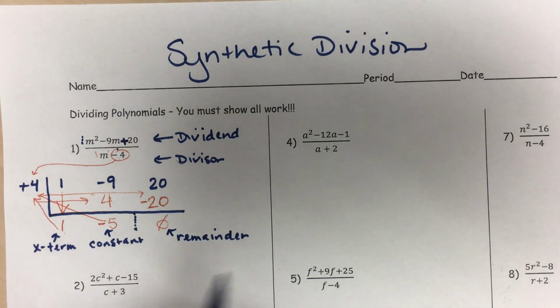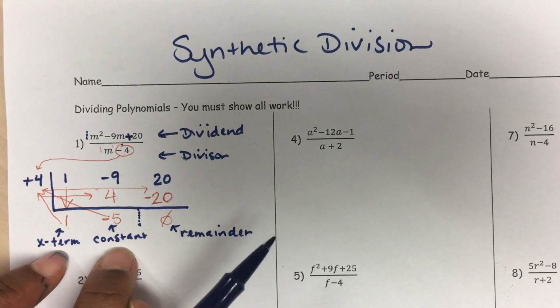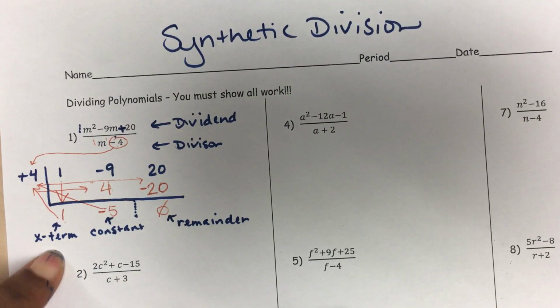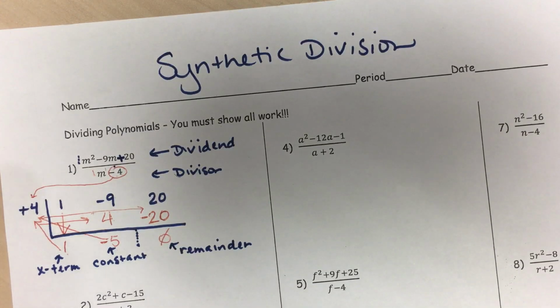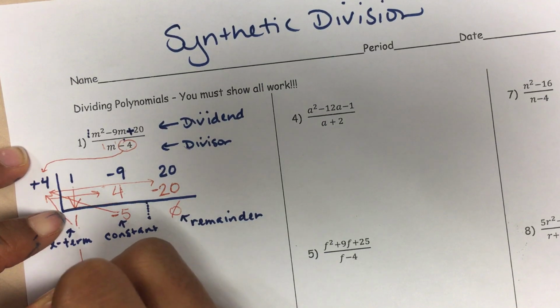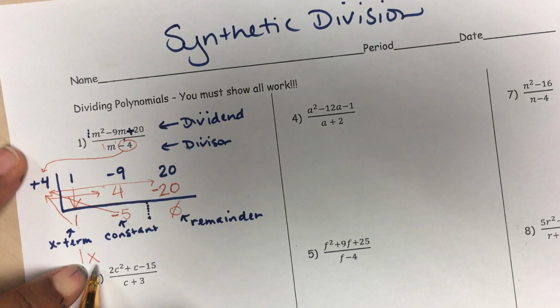So it doesn't stop here, but for my regular on level Algebra 1 student, we're going to stop it right here. This will always be your x term. This will always be your constant. This will always be your remainder. Okay? So take that 1 and put an x on it.